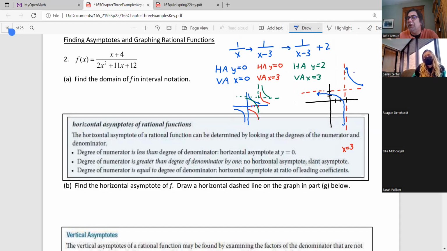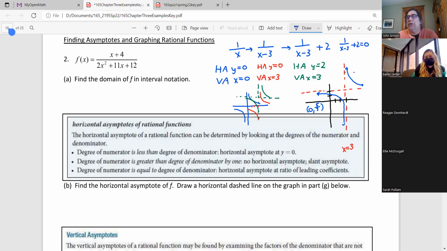So it's 2 minus 1/3, which should be 5/3. So this point is (0, 5/3). The x-intercept, you'd have to solve a rational equation. You should know how to do those, but it's actually solving an equation, so it'll take a little bit more time to do that. But 1 over x minus 3, plus 2, is equal to 0.